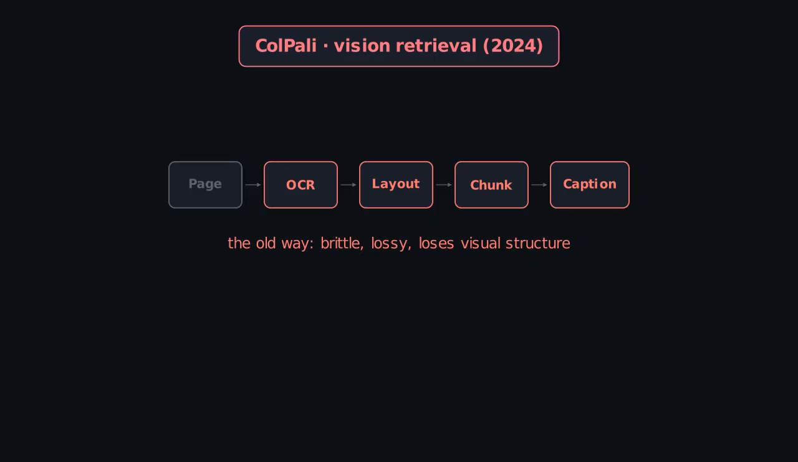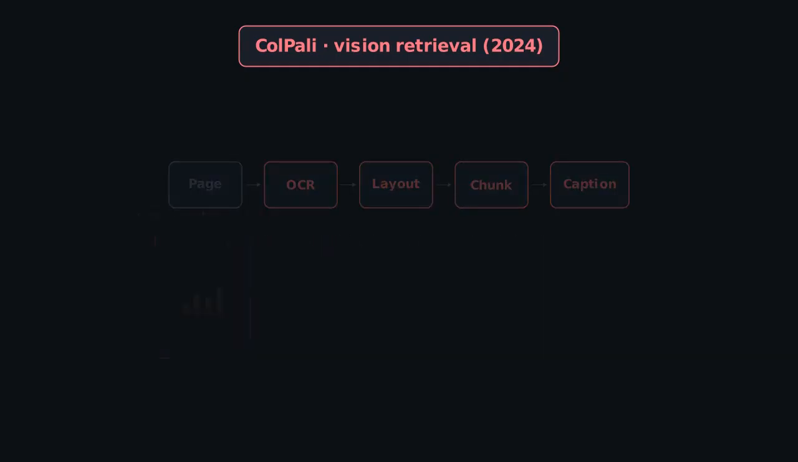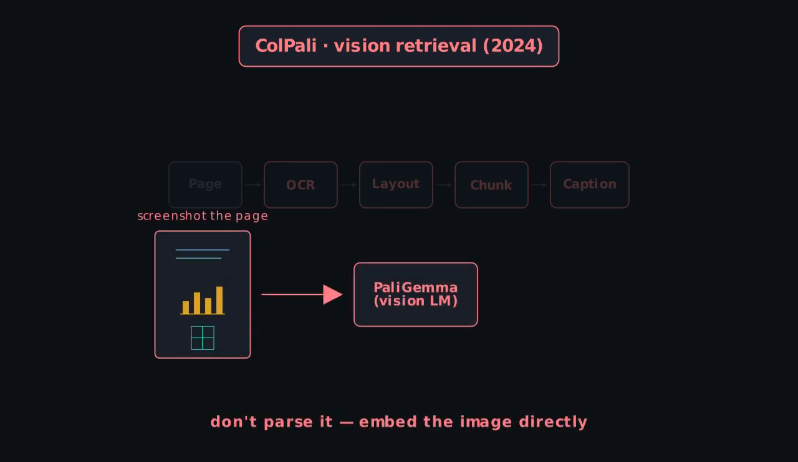The old way to handle a PDF page: OCR it into text, detect the layout, chunk it, caption the figures, a long, brittle pipeline that still loses the visual structure. ColPali's idea is radical. Don't parse the page at all. Take a screenshot of it and embed that image directly with a vision language model called PaliGemma.